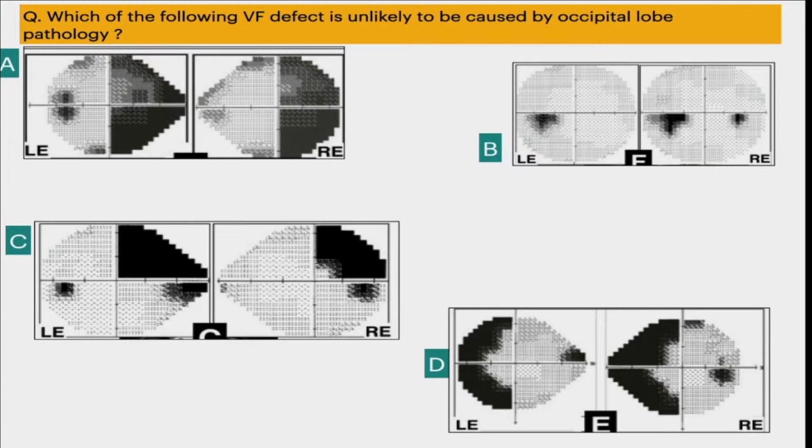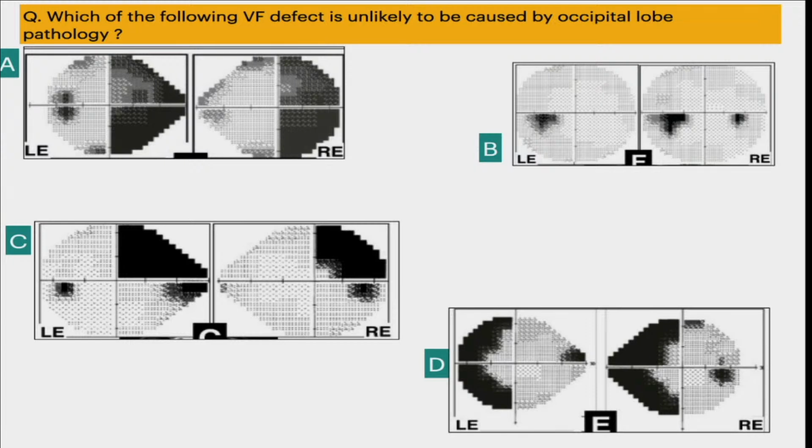Now, presenting 4 fields where you have to find out which is unlikely to be caused by an occipital lobe pathology. If you see this first one, this is a complete hemianopia. Yes, it can be caused because as you go posteriorly, the fibers get denser, more compressed compared to the radiation. So this can be one of the occipital lobe lesions. And in B, the central part, the occipital tip, leads to a maximum representation of the macular fibers. So this is also one thing which can lead to a homonymous hemianopia in the central fields. It is respecting the vertical meridian also.